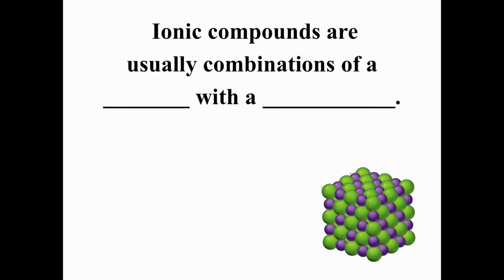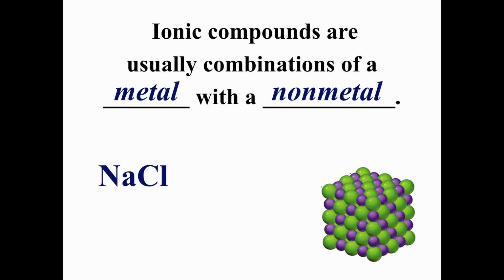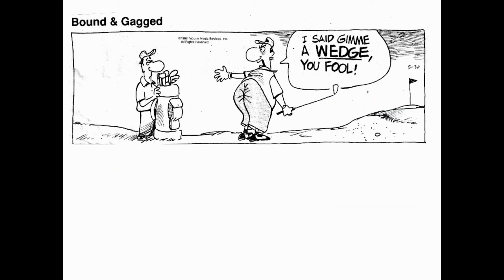Now, as a generalization, you might note that ionic compounds are usually formed when there's a combination of a metal, which is likely to form a positive ion, with a nonmetal, likely to form a negative ion. Examples are sodium chloride, NaCl, magnesium oxide, MgO, iron oxide, Fe2O3, and the like.